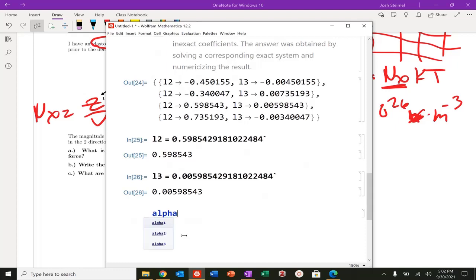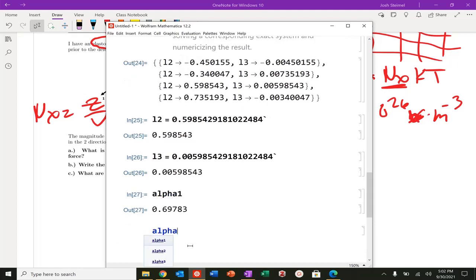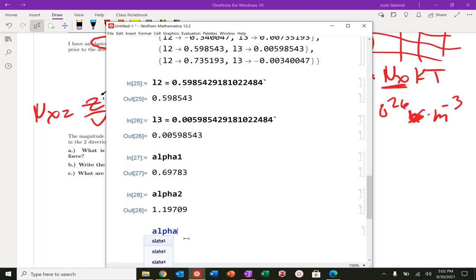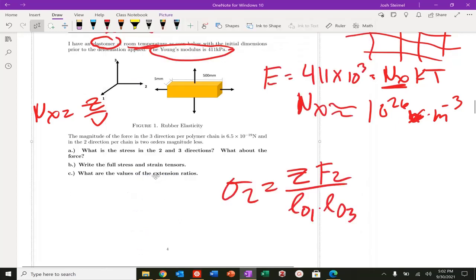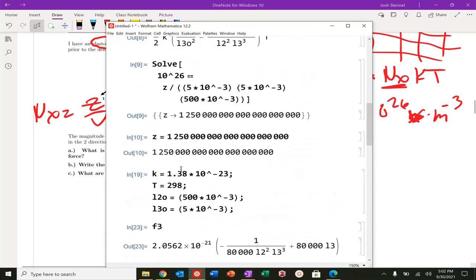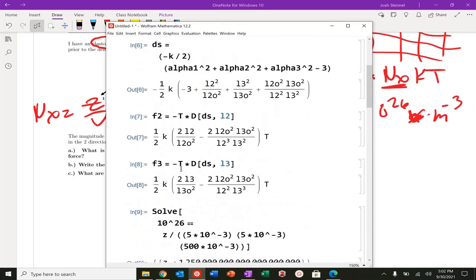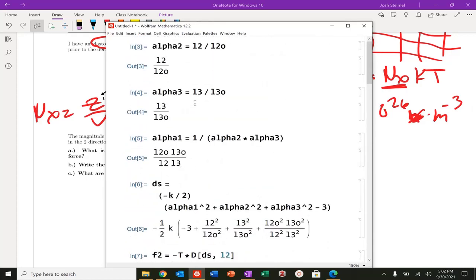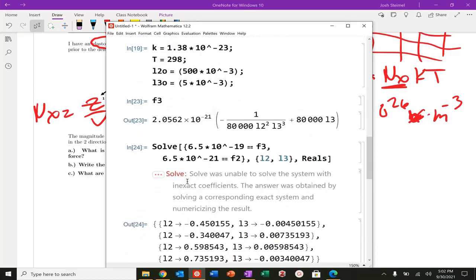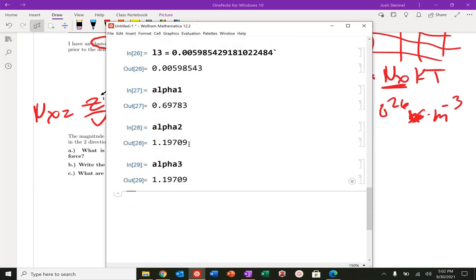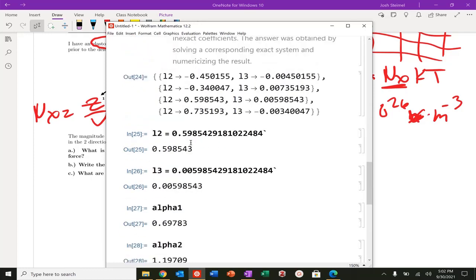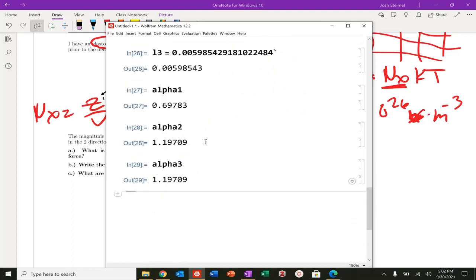So what is my alpha 1? This. My alpha 2 is this. My alpha 3 is this. So I've got those values here: alpha 1, alpha 2, alpha 3. So I've got my extension ratios. Let's just make sure those are the values right here: L naught 2, those values here. Yep, your alpha 1, alpha 2, alpha 3. So we've got those in there, and now we can start to actually work with these other values as well.